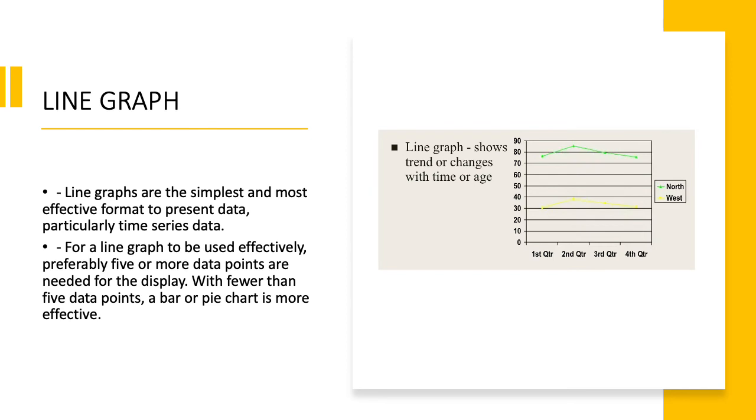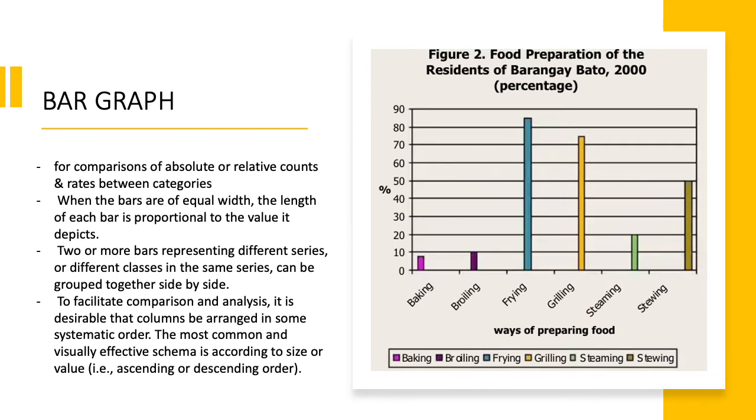We have a line graph. Okay, we have here two variables that were checked. Okay, we also have the legend here and the different axes, the x and the y axis of our data. So this is your bar graph. Okay, it compares counts and rates between the categories that are identified.